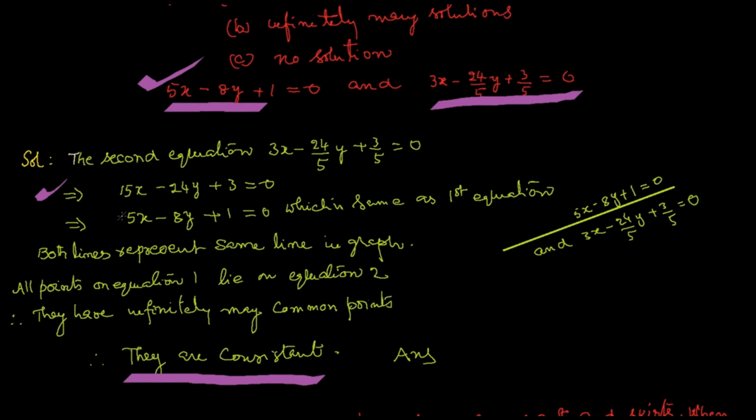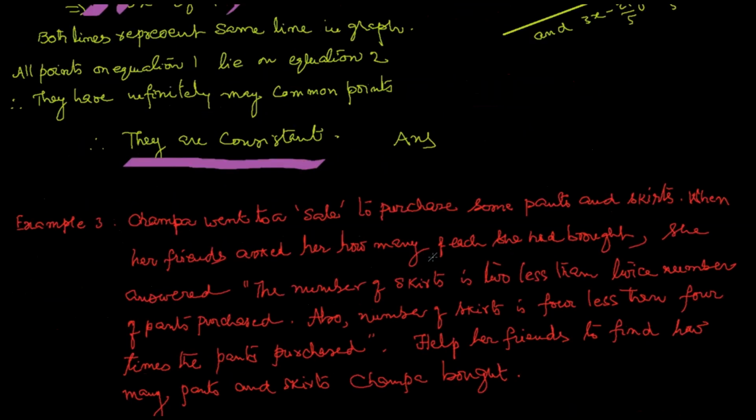Because multiply this with 3, what happens? You get this. 15x - 24y + 3 = 0 is one equation. 5x - 8y + 1 = 0. If you multiply with 3, you get again the same equation. So they represent two lines which are overlapping. So they are consistent.